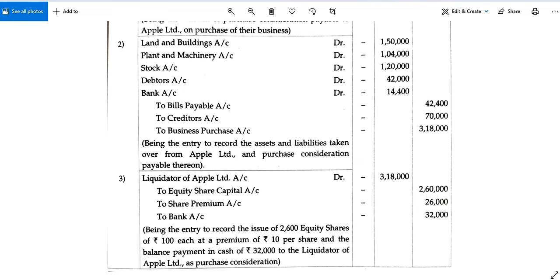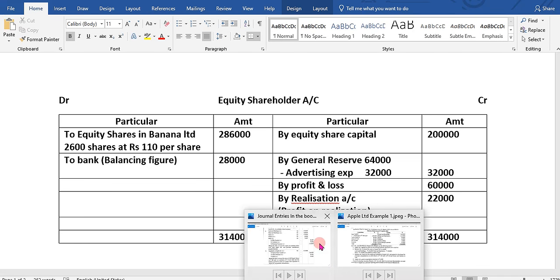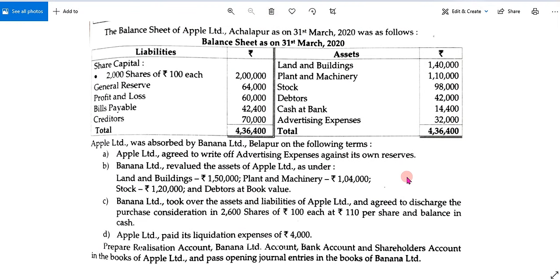So here we completed this example of Apple Limited and Banana Limited. I hope you have understood how to solve the absorption of companies example.